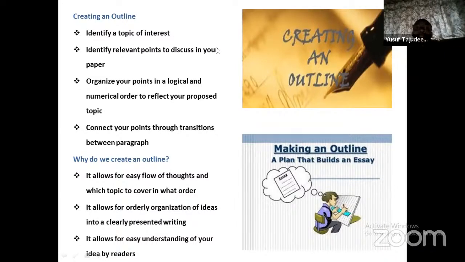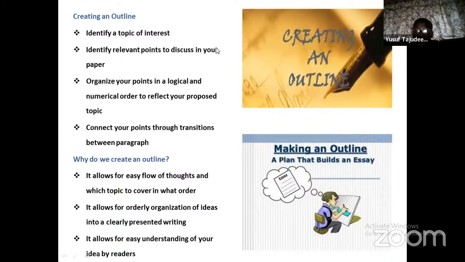The next step is to connect your points through transitions between paragraphs. So use transition words like between, especially if you are comparing two to three things. Why climate change? You use a word like why. You use a word like between. If you are comparing between human, animal, and environmental health, you can say climate change has been reported to affect human health, while it has been reported to affect animal and environmental health in a minimal way. So you use transition words like why, between, therefore, and as a result.